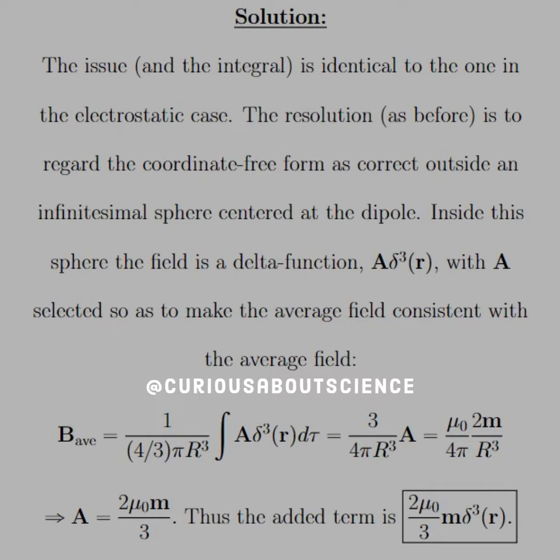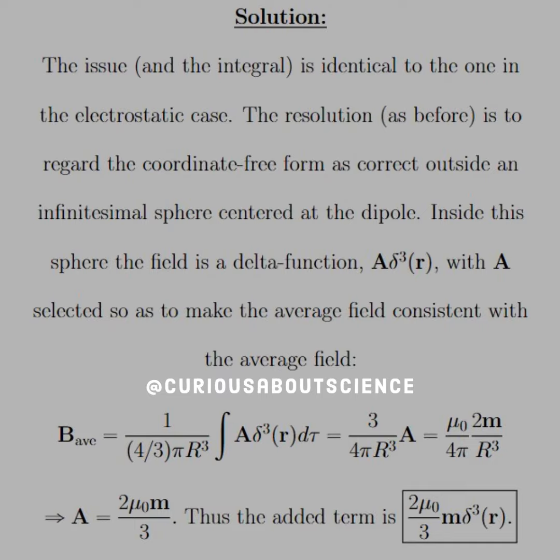The resolution, same as before, is to regard the coordinate-free form as correct outside the infinitesimal sphere centered at the dipole. Inside the sphere, the field is a delta function, which has some form A delta cubed r, so three-dimensional, with A selected so as to make the average field consistent with the average field formula. So again, we see B average is equal to 1 over 4 pi r cubed, and we need to substitute this in. And we see that here for A, we just evaluate at the origin due to the delta term.